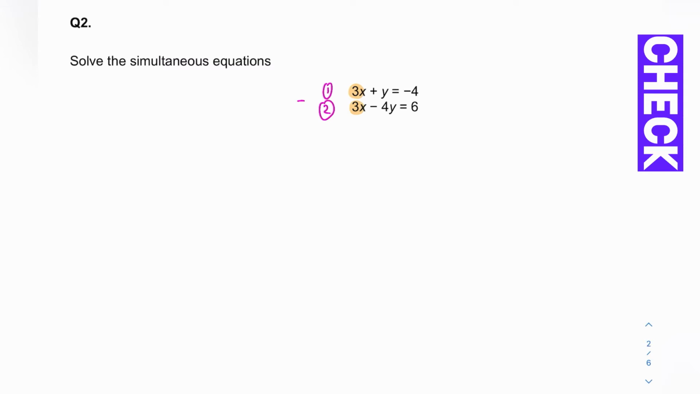So we're going to subtract our first equation from our second. 3x, take away 3x, is 0x. 1y, subtract negative 4y. So we've got 1 subtract negative 4. That equals 5y, because 2 negatives next to each other give you a positive. Negative 4 subtract 6 is negative 10. We can now divide through by 5 to work out that y is equal to negative 2.